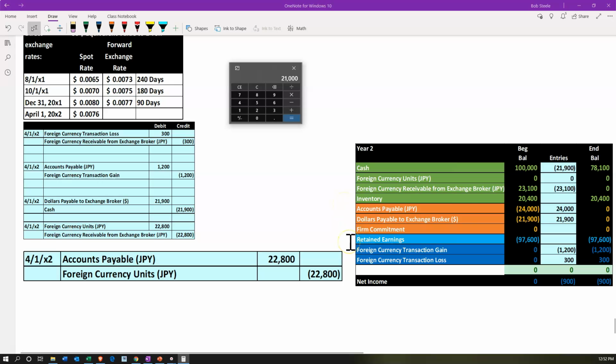Then we have the retained earnings, which has changed from 100,000 due to the equity changes in the income statement in the prior year. Then we have the current year income statement effects from these transactions in the foreign currency gains and losses.